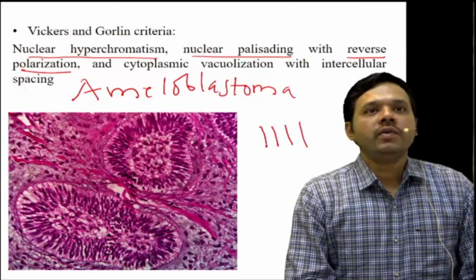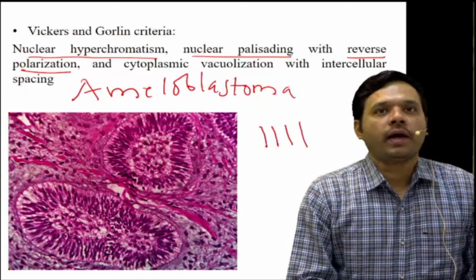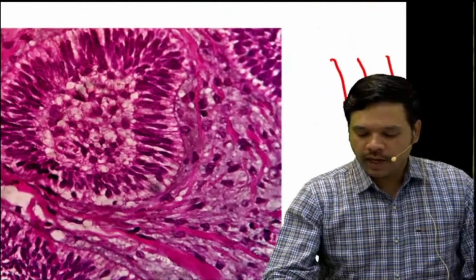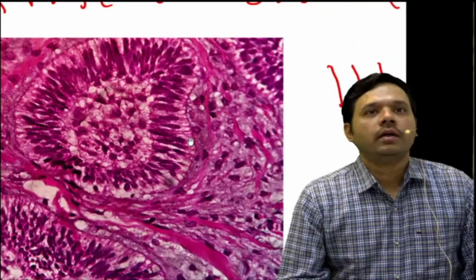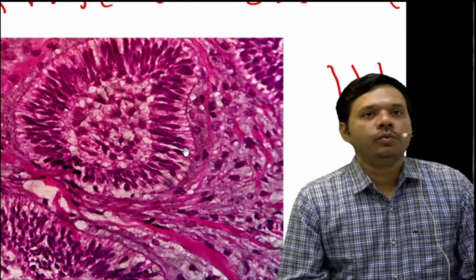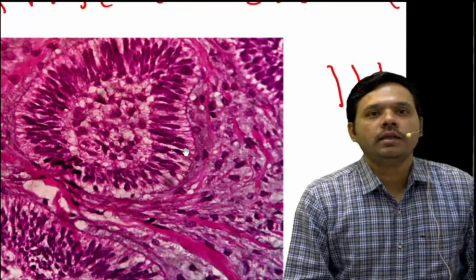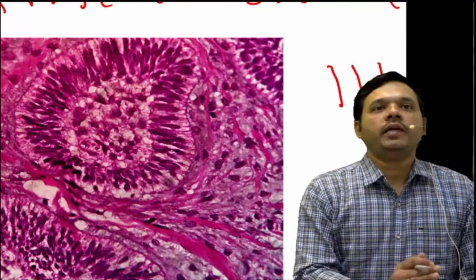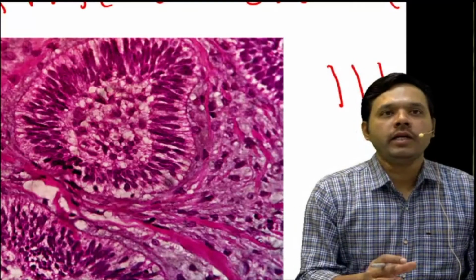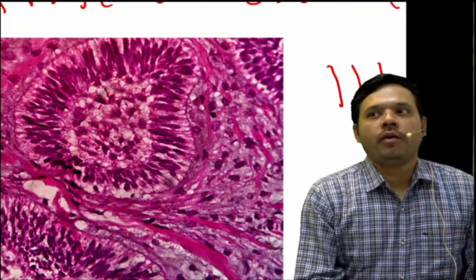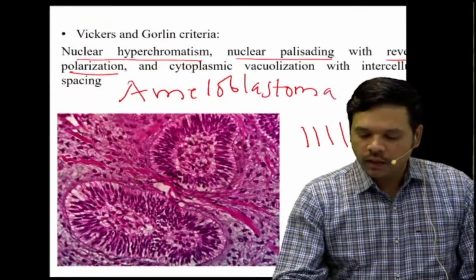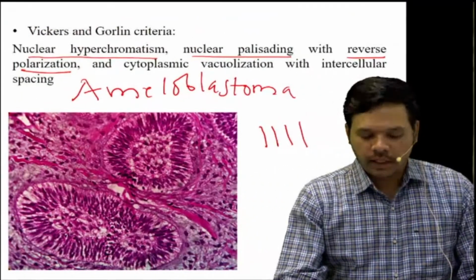Now, the last Vickers-Garlin criterion is cytoplasmic vacuolization. Let me zoom here and show. In this area where the pointer is, you are able to see some vacuoles. That was the initial location of the nucleus. After the nucleus has shifted towards the lumen, away from the basement membrane, in that region there will be vacuole formation. This is called subnuclear vacuolization. So all these are the Vickers-Garlin criteria that we should know.